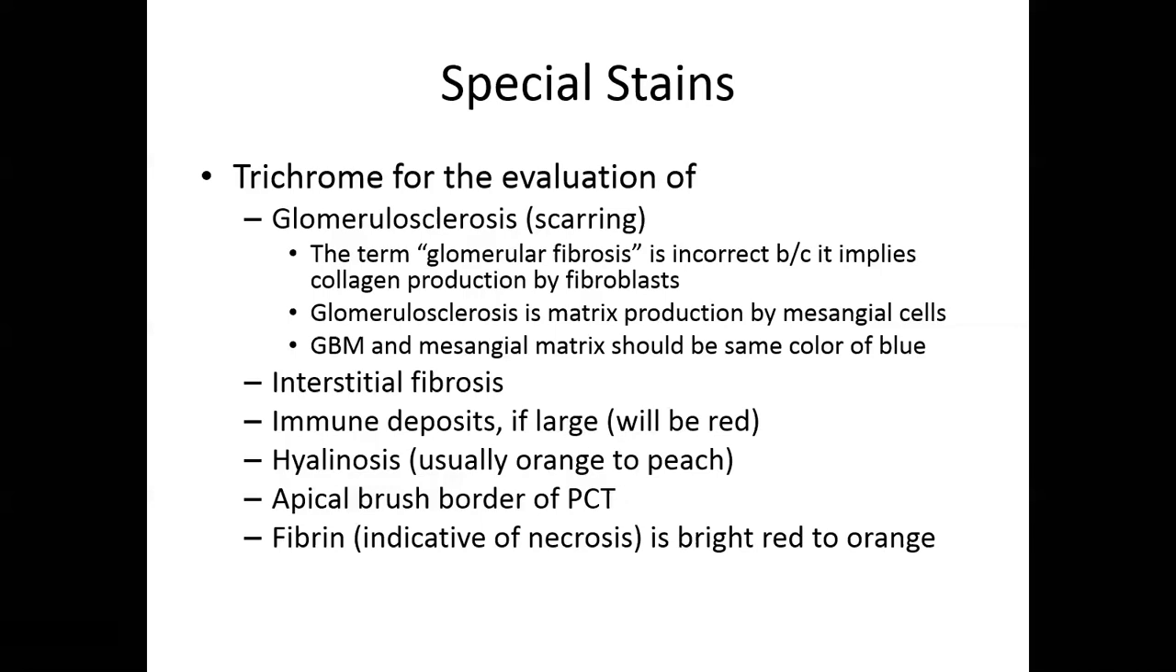And then sometimes in a glomerulus, it's not too frequent, but occasionally we'll see this bright red, orange, fibrillary material, and that's indicative of fibrin. And so that tells us that that glomerulus has undergone necrosis. So maybe it's a vasculitis process or a glomerulonephritis, and we have necrosis of the glomeruli.